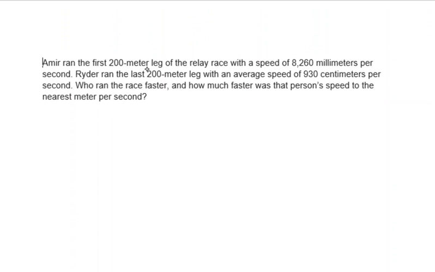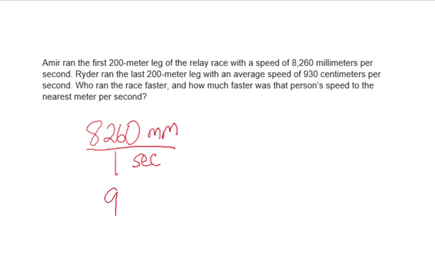Amir ran the first 200-meter leg of the relay race with a speed of 8,260 millimeters per second. Ryder ran the last 200-meter leg with an average of 930 centimeters per 1 second. Who ran the race faster, and how much faster was that person's speed to the nearest meters per second?